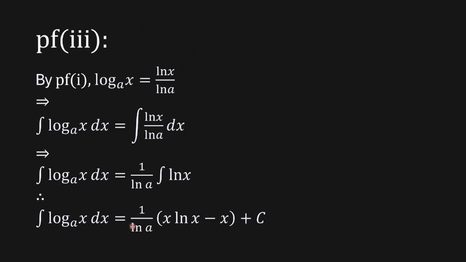Alright, now proof 3. By proof 1, log sub a of x equals ln x over ln a. The integral of log sub a of x dx is equal to the integral of ln x over ln a dx. Well, again, we know ln a is constant, so we can pull it out of the integral operator and just integrate ln x. We know that the integral of ln x is x ln x minus x using integration by parts. Therefore, we can conclude that the integral of log sub a of x dx is equal to 1 over ln a times x ln x minus x plus c, where c is some integral constant.